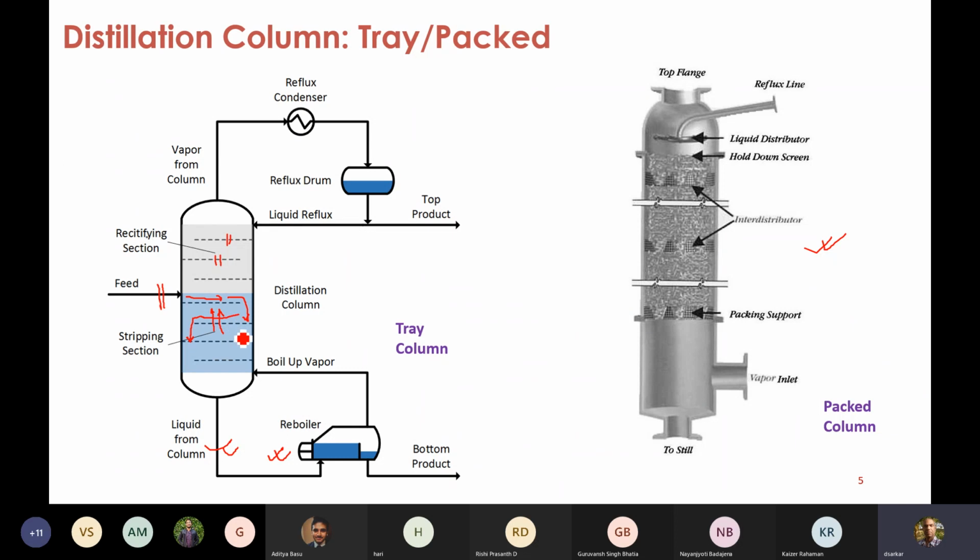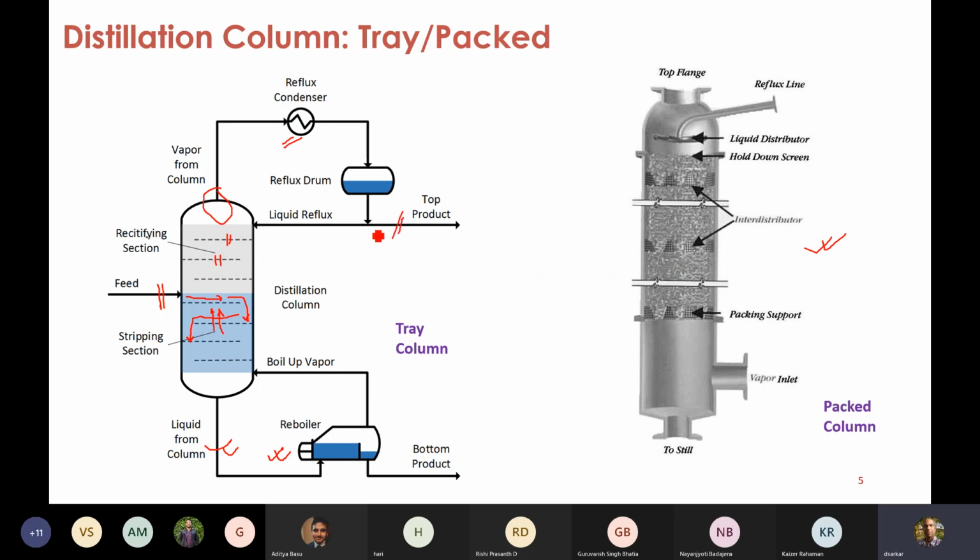So during that time, you have an intimate contact between liquid phase and vapor phase. What is happening is the vapor will become richer and richer in the more volatile component as it goes up, and the liquid will be stripped of the more volatile component. So the liquid that comes down will be richer and richer in the less volatile component, and the vapor will be richer in the more volatile component. That means component A. So when the vapor comes out from here, it will be richer in A. Then you condense it, and that condensed liquid is your product.